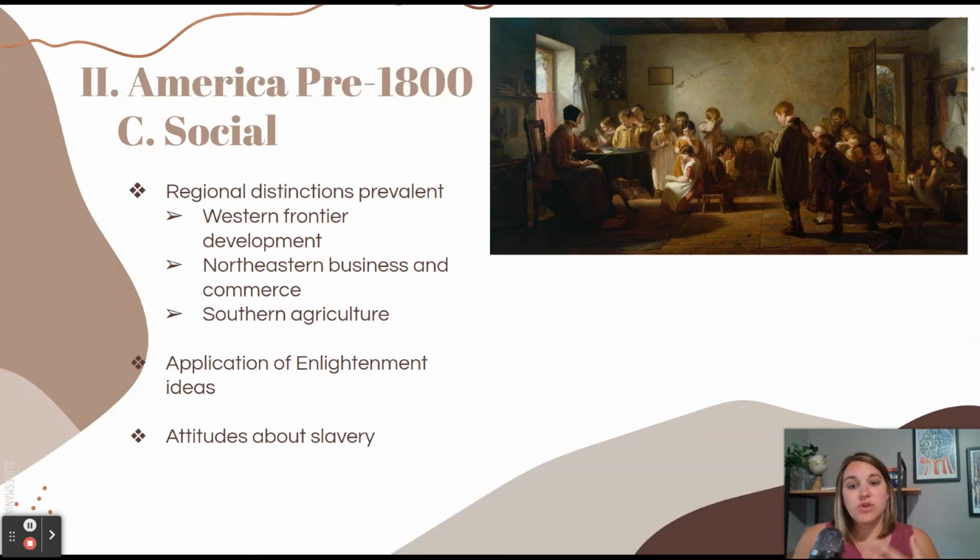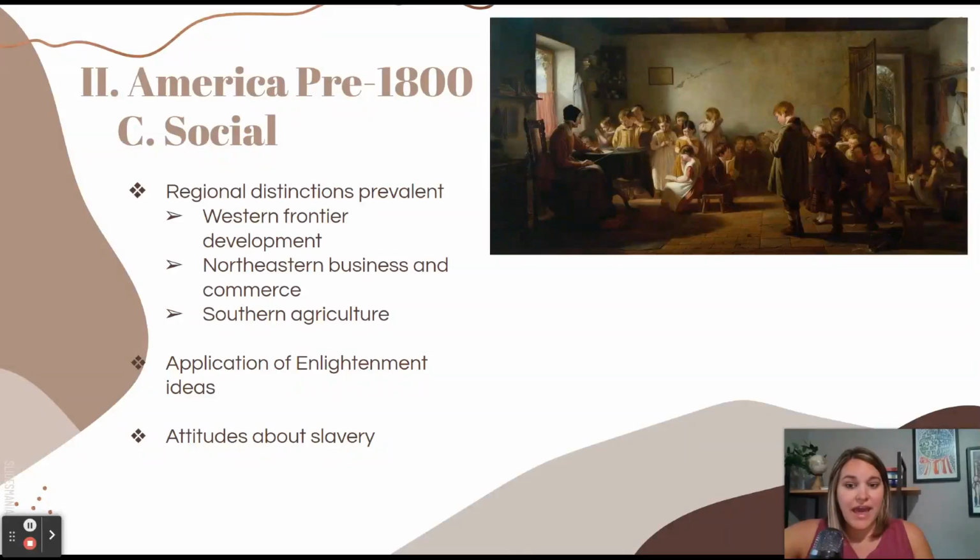And then we have the social aspects, the social context for America. As we talked about in period 3, we are already seeing regional distinctions that are prevalent. Those are going to continue to grow as regions become more specialized. We have this Western frontier development, the idea of being a settler focusing on hard work and individualism. We see the Northeast focusing on business and commerce. That's going to become even more important as industrialization happens. And then the South becomes very much focused on agriculture, shifting really exclusively to cotton in this period.